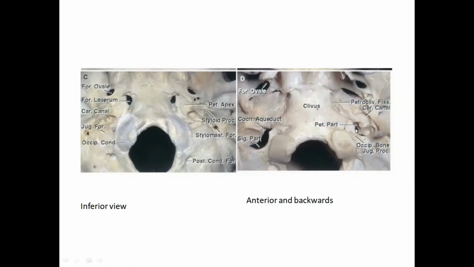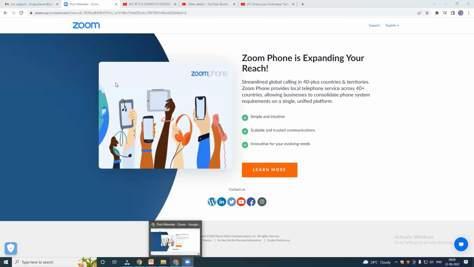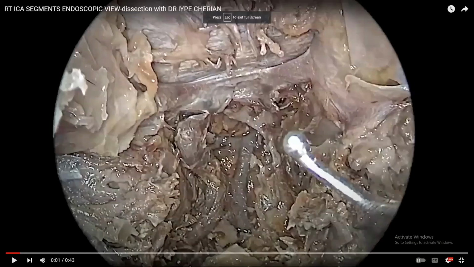Shall I share my screen now? Dr. Afifa, can you stop sharing so Professor Cherian can share his screen? Yes, now I am sharing. Right. So can you see this dissection image? It's a pretty bad image, but can you see it?